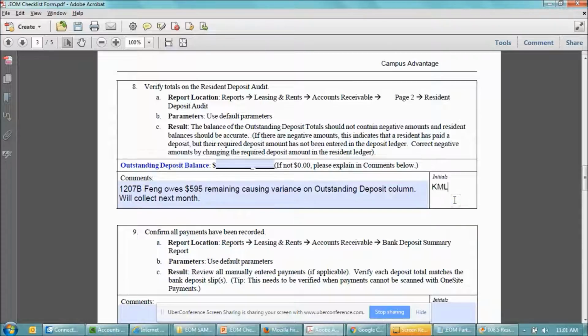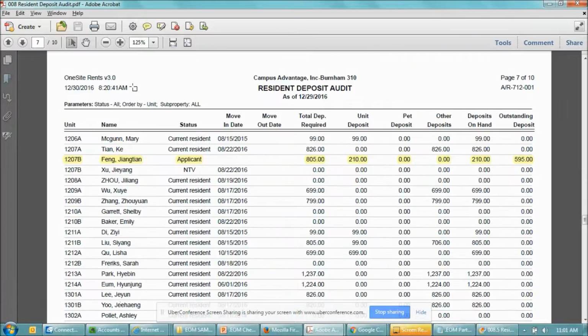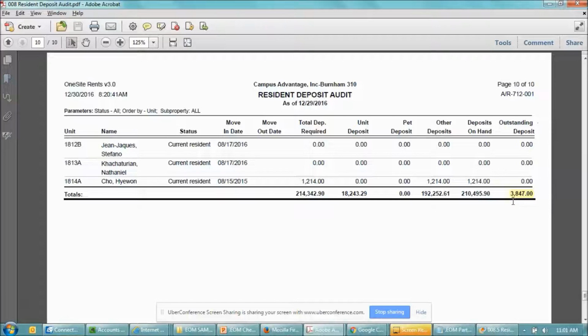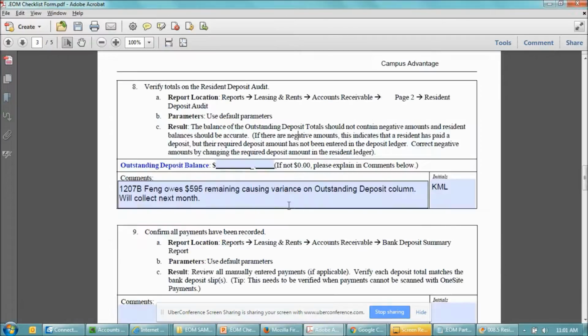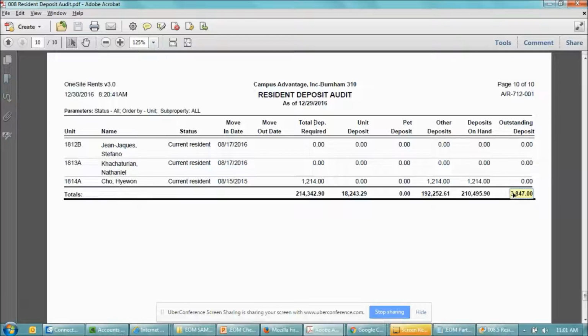If you hear nothing else I say about number 8, know that ideally outstanding deposit should be 0. But if it's not, just confirm why and document. If it's a totally valid reason, that's fine. Just mention why that variance is there, and the world would be copacetic after you put in the outstanding deposit balance there.